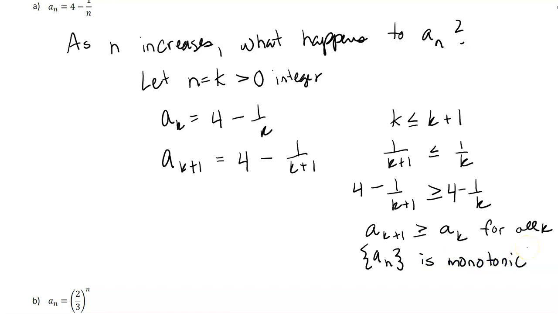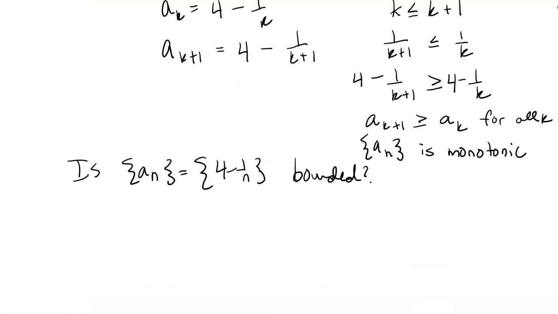So the other question is, is a sub k bounded? So to determine this, I'm going to look at some terms in the sequence. If I list out the first couple of terms, I would have 4 minus 1 over 1, 4 minus 1 half, 4 minus 1/3, 4 minus 1/4, so on and so forth. And you can see that the amount that's being subtracted off is getting smaller and smaller and smaller. So this thing is approaching 4. It's never going to reach 4, but it is approaching 4.